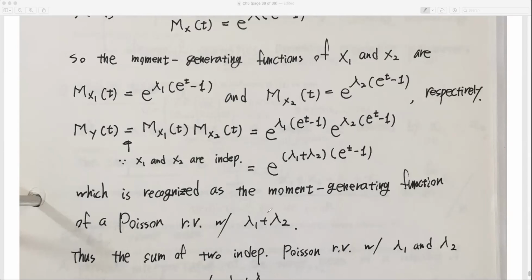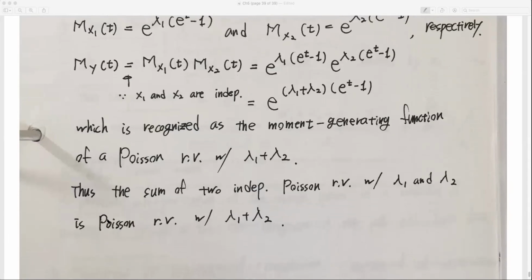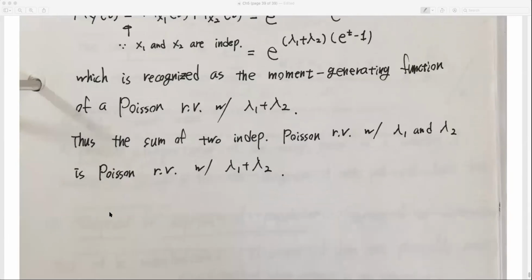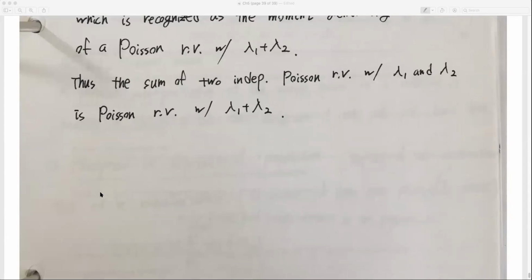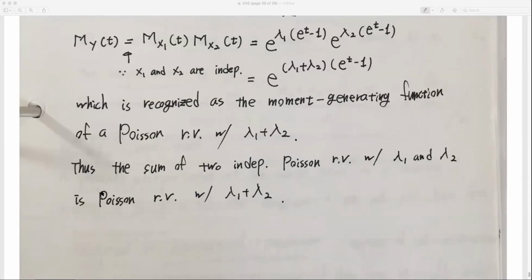So this is recognized as the moment generating function of a Poisson random variable with lambda 1 plus lambda 2. It makes sense, right? Thus the sum of two independent Poisson random variables with lambda 1 and lambda 2 is a Poisson random variable with lambda 1 plus lambda 2. But here's the assumption: the two Poisson random variables X1 and X2 are independent. So that's the last example of 5.8.